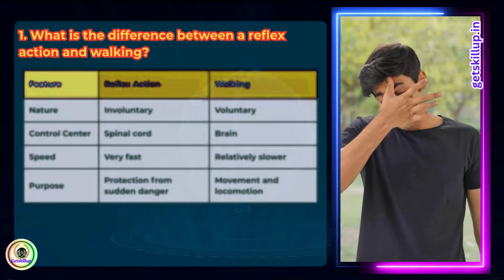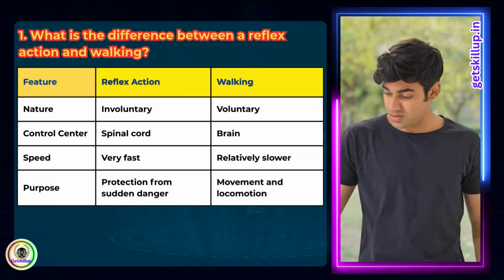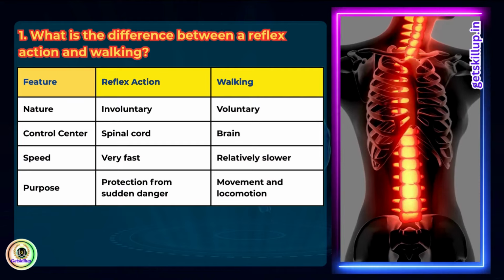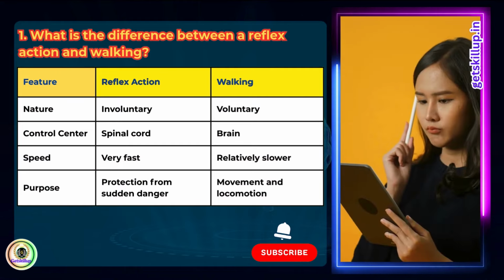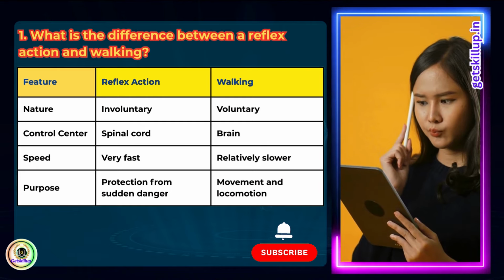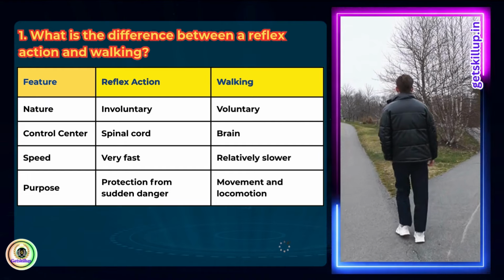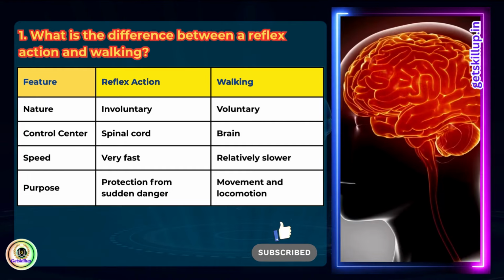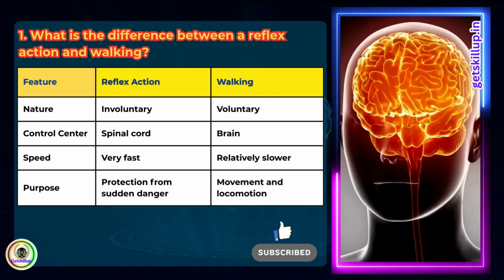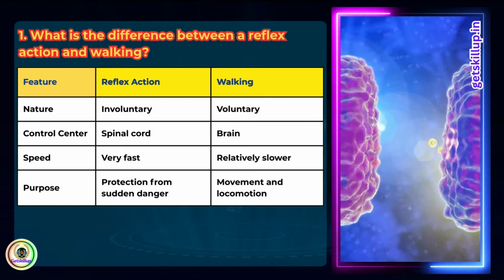Reflex action, nature, involuntary. Control center, spinal cord. Speed, very fast. Purpose, protection from sudden danger. Walking, nature, voluntary. Control center, brain. Speed, relatively slower. Purpose, movement and locomotion.